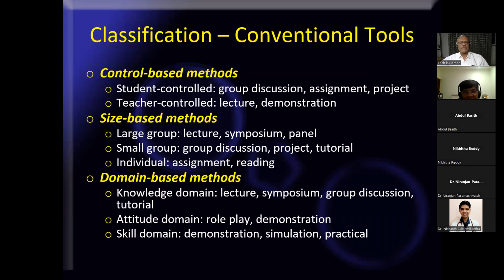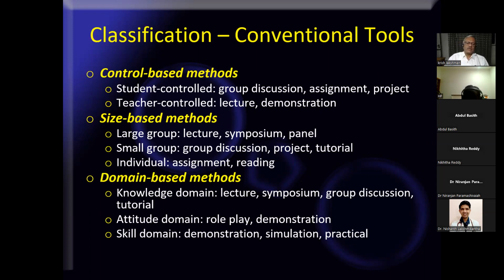Absolutely. So as we're talking, the conventional tools can be considered under three major headings. One is control based, the other is size of the class based, and the third is domain based. Control, I think, should always be student controlled. Even now, in our own setup, it is more teacher controlled than student controlled, but I would like it to be more and more student controlled. Size: large group, small group, individual assignments and reading, it's self-explanatory. We are pretty much okay with what we're doing with a small group, because ours is a small group.